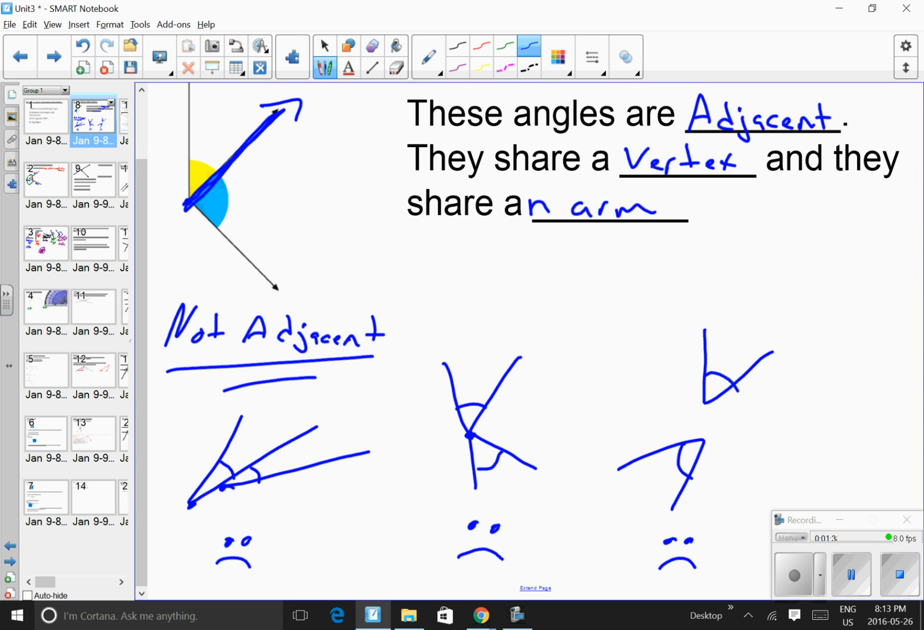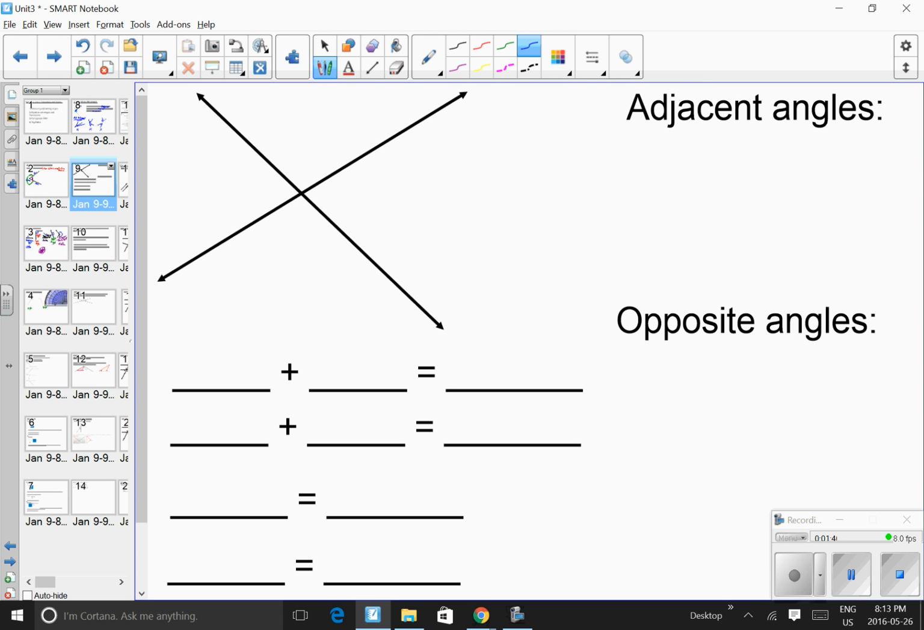All right, moving on. Whenever you have an intersection, some real cool stuff happens. Intersection is just a fancy word for when two lines cross. As you can see, I have a bunch of angles. Just so it gets less confusing, I'm going to call them A, B, C, and D.